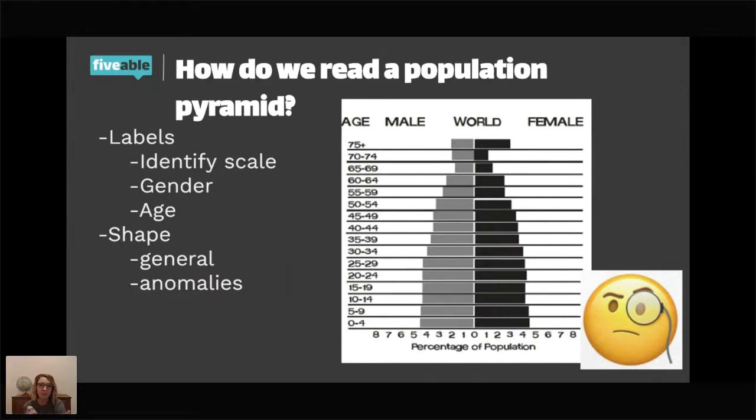The second way that we kind of look at scale in this case of a population pyramid is if you look down at the bottom. So this says percent of population. The majority of the time, it either says percent of population or it says population in millions or population in thousands, depending on how large of a scale the pyramid depicts. With me so far?